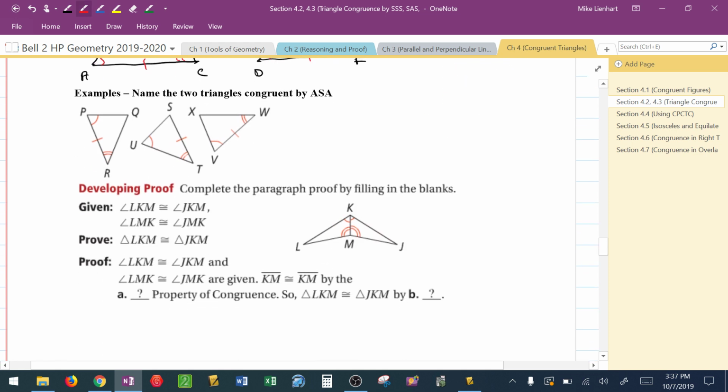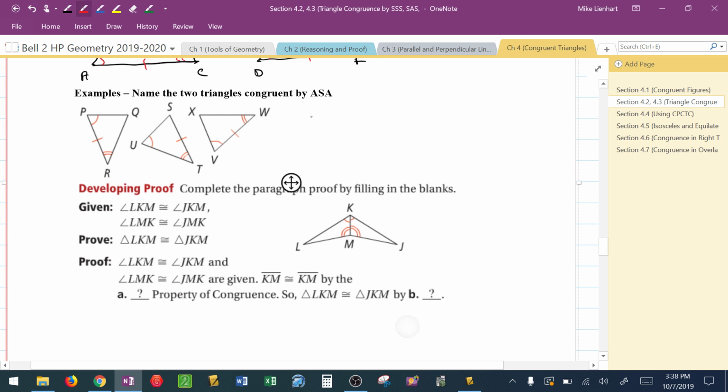Take a look at this example. I know it kind of overlaps into the next example. It says, name the two triangles in this picture out of these three that are congruent by angle, side, angle. So if I'm going to look at this, I look for angles, two angles. I got two angles in all three, but they have to have the included side. That side is included in PQR. This side in USV is not included. This side is included in VXW.